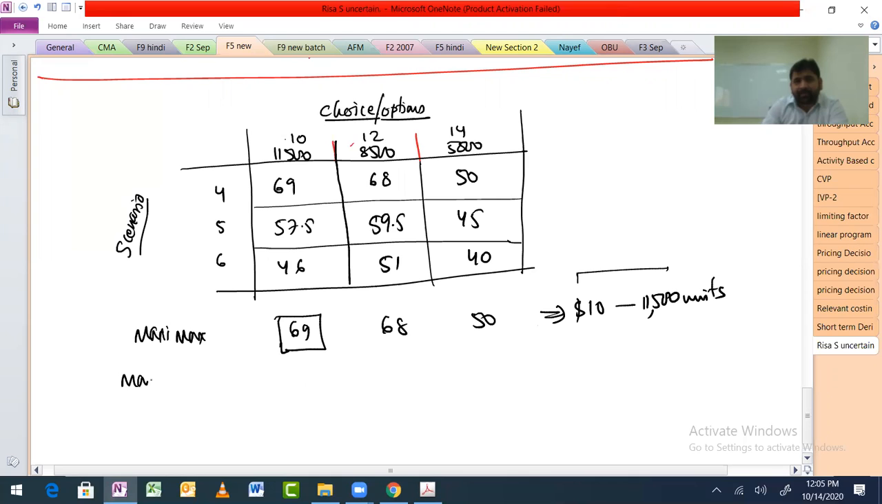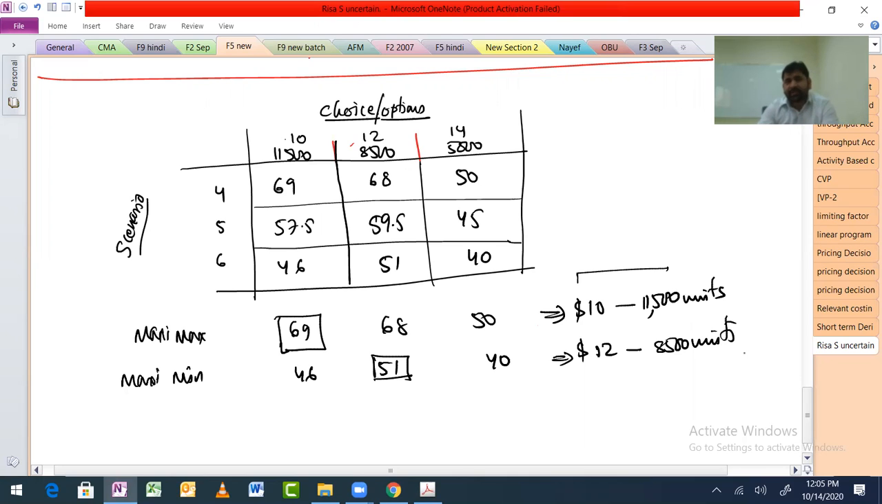If we follow maximin, maximize the minimum, what is the minimum? 46, 51, 40. And if you want to maximize this, this is the answer. So as per this, we will keep the price as 12 and we'll end up selling 8,500 units. Are we fine with that? Yes, sir. Fine.